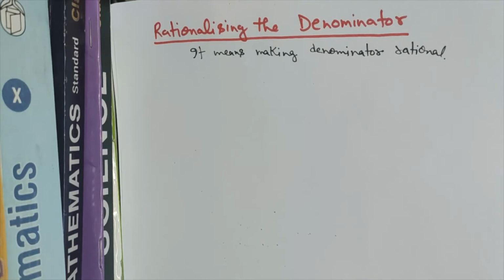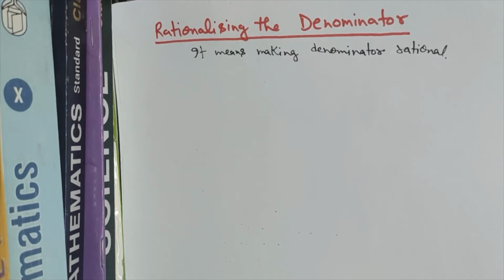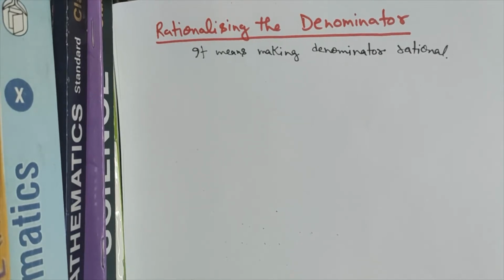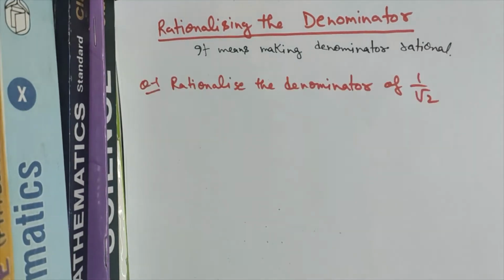Okay, good morning, students. So, here I am with another topic, that is rationalizing the denominator. That means making the denominator rational. So, we will understand this topic with the help of a few examples, a few questions. In the first question, rationalize the denominator of 1 upon root 2.